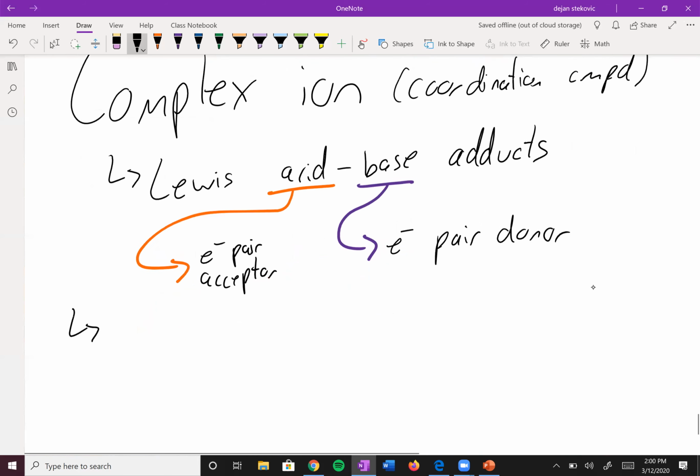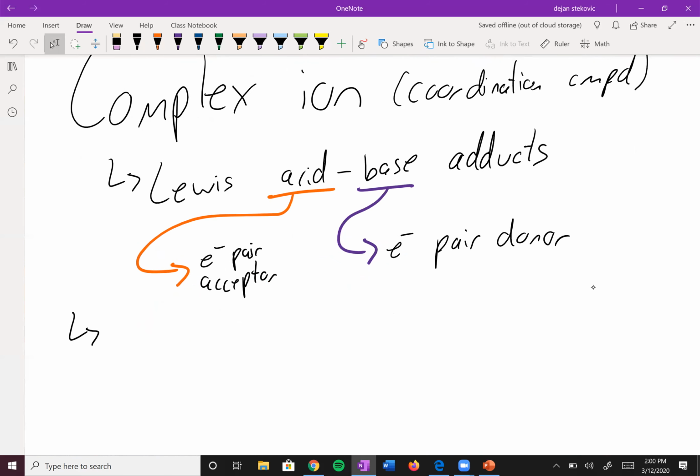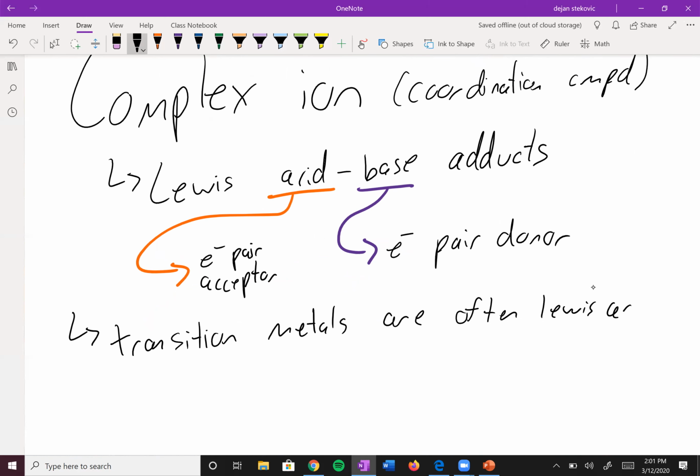So when we're talking about these coordination compounds, the vast majority of the time we're talking about using transition metals. And transition metals are Lewis acids. So they're accepting the lone pairs. And then, of course, if you have a Lewis acid, you have to have something giving it these electrons. In order to donate an electron pair, you have to have an electron pair. And so Lewis bases are molecules with lone pairs.